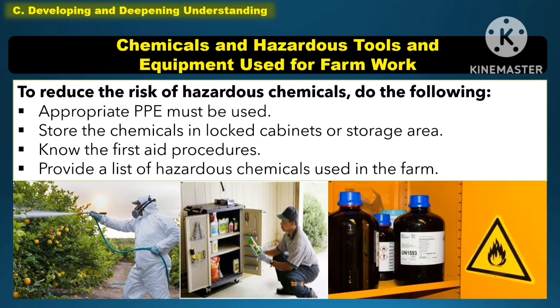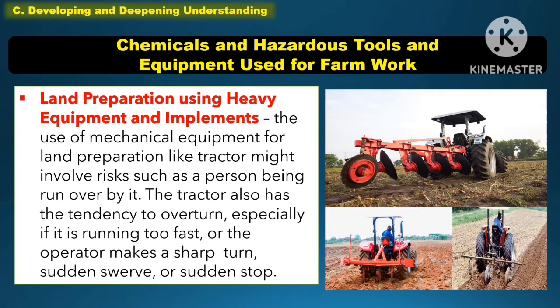The following is to reduce the risk of hazardous chemicals. The first one is appropriate PPE must be used, and then store the chemicals in a locked cabinet or storage area. And then know the first aid procedures. And the last one is provide a list of hazardous chemicals used in the farm.